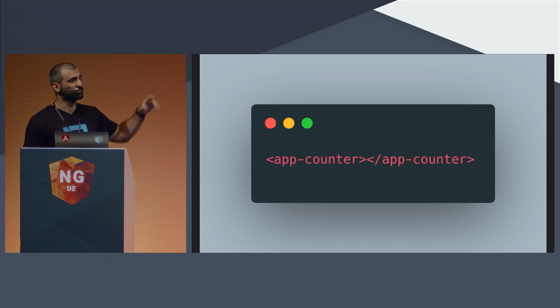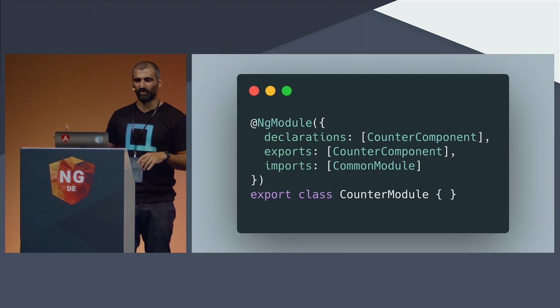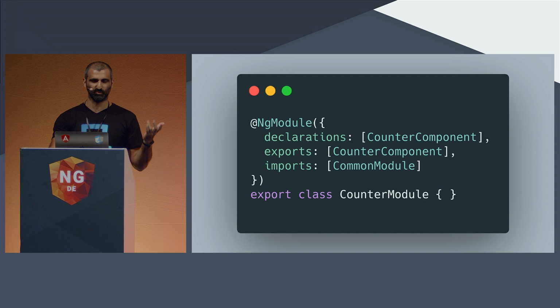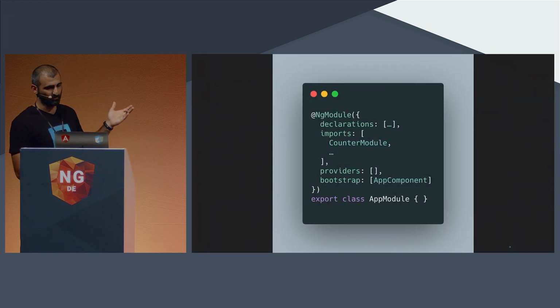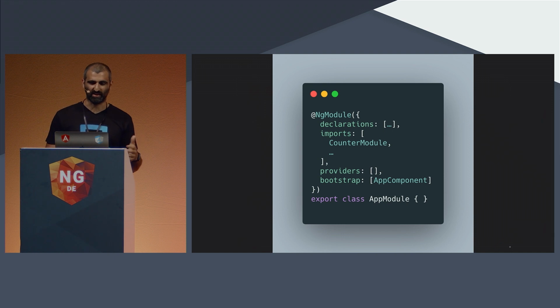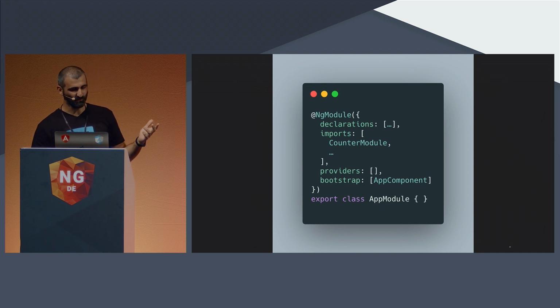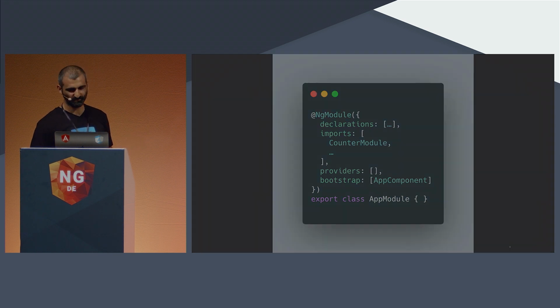Now, in order to use this, we will have to do this. Create an NgModule, declare our counter component in it, and also declare it in the exports array. Next, we have to bootstrap this module. Then we have to import the counter module in the main app module. And only then can we start using our custom selector, right?